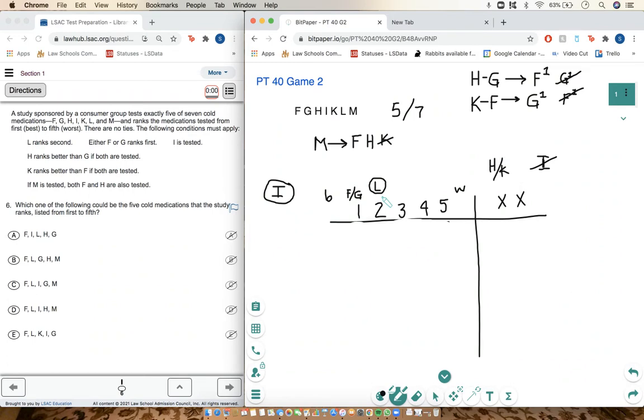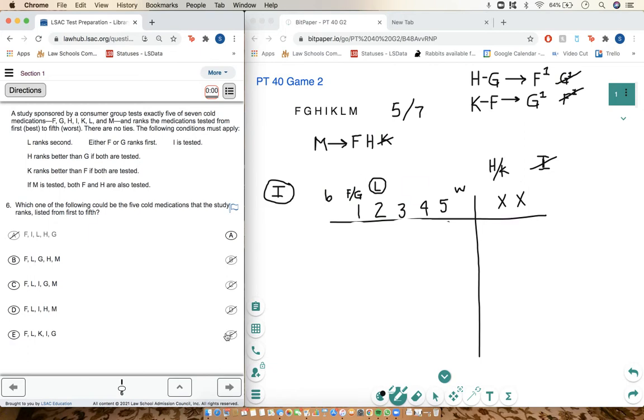Okay, next. Those were all our rules. So now which one of the following could be the 5 cold medications that the study ranks listed from first through fifth? Well, we know L has to go second, so based off of that information, we can cross off A. We know F or G has to go first. All of the rest follow that.